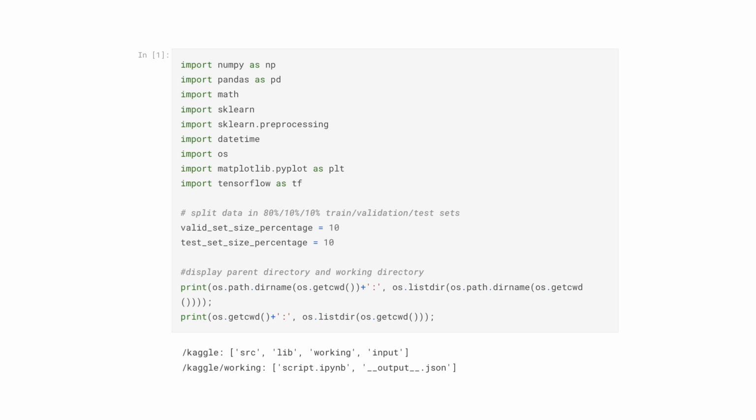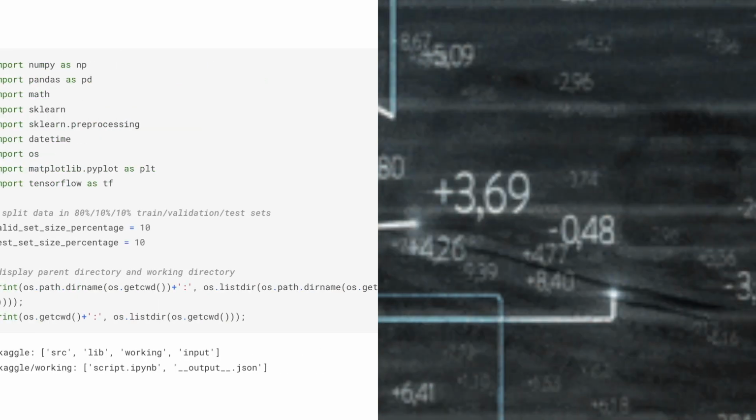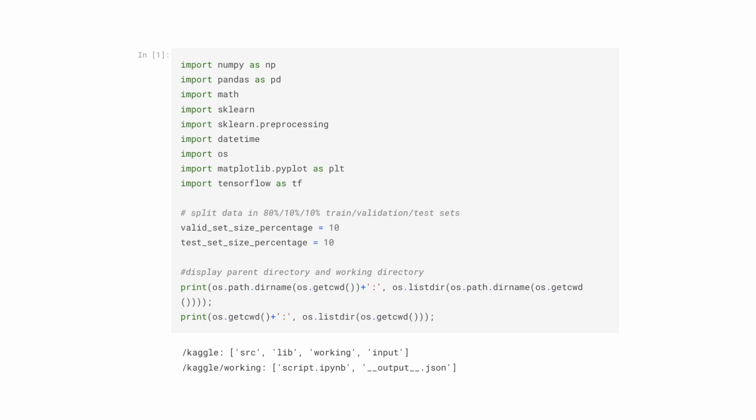Next, the code displays the parent directory and the working directory, along with their respective contents. The parent directory is obtained using os.path.dirname and os.getcwd, and the contents of the parent directory are listed using os.listdir, os.path.dirname, os.getcwd. Similarly, the working directory is obtained using os.getcwd, and its contents are listed using os.listdir, os.getcwd. This code is used to get an overview of the directories and files within the directories to ensure that the correct data is being accessed. It is often used as a debugging tool to verify file paths and check the organization of the data.